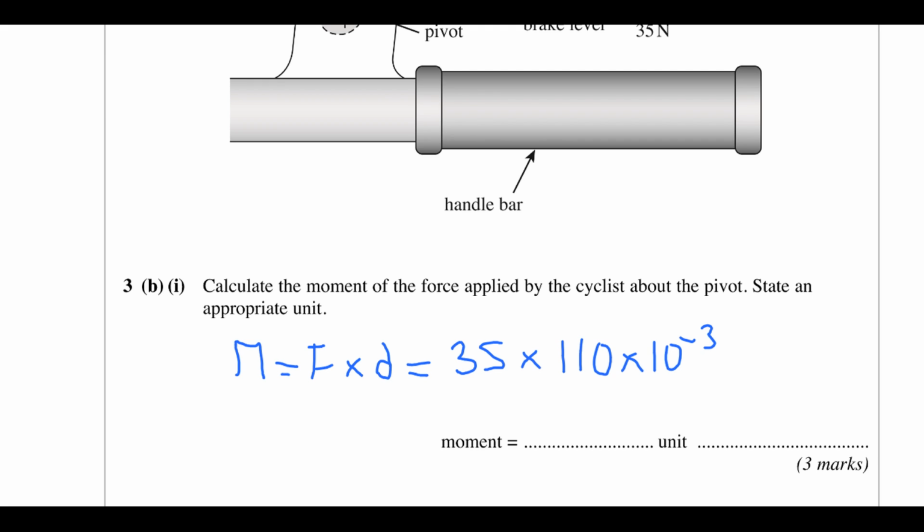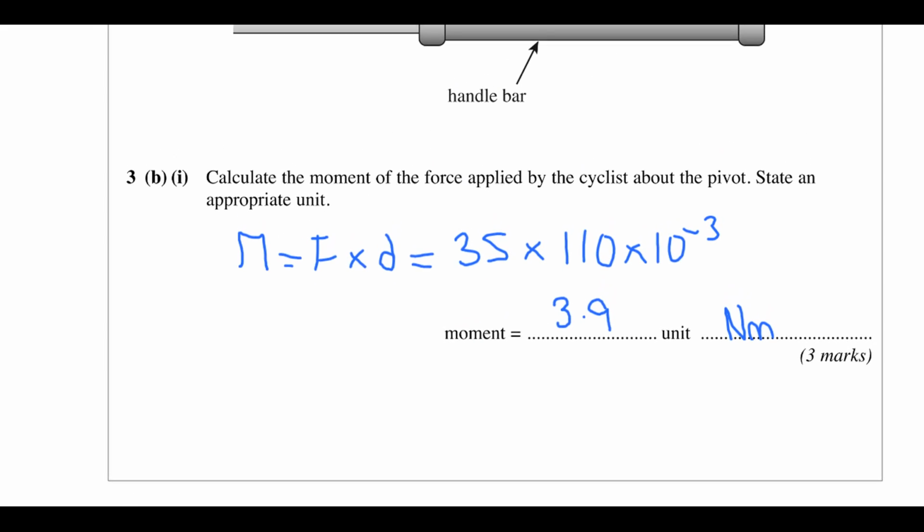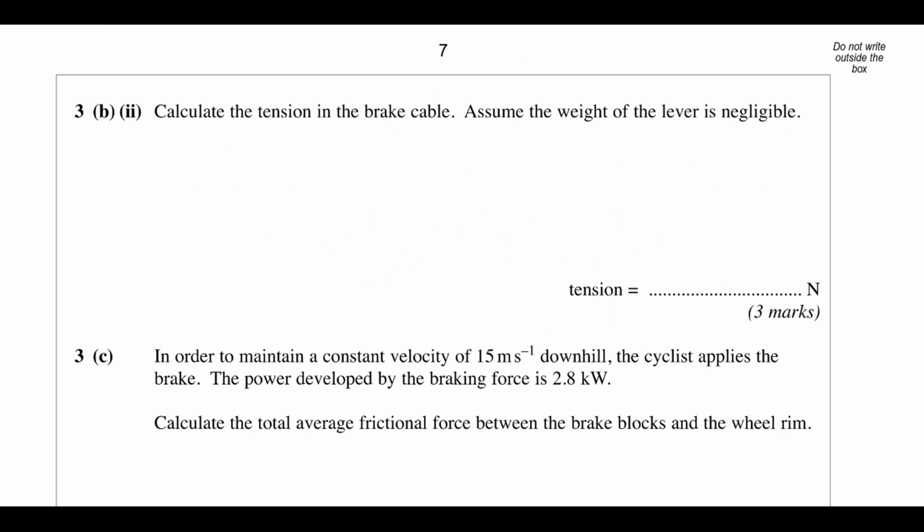So when we multiply that out, we get 3.85 odd. So we're going to write that as 3.9. And the unit is Newton meters because it's a force times a distance. So let's carry on. Calculate the tension in the brake cable.